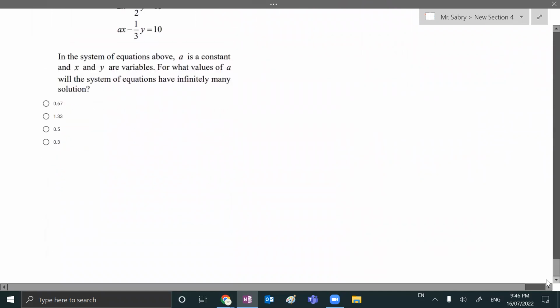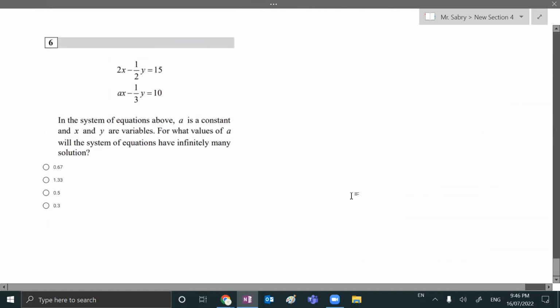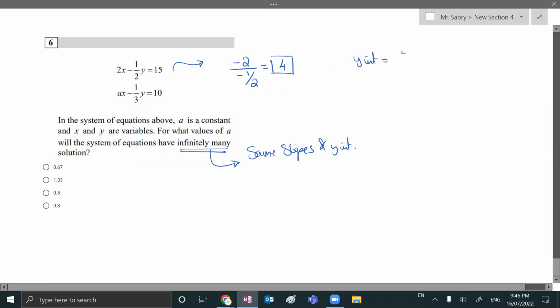Now looking at number 6. System of equations, it has infinitely many solutions. What do I know about infinitely many solutions? Same slopes and y-intercepts. So I'll get the slope of the first one. The slope is mainly negative 2 over negative half, which is positive 4. While the y-intercept is 15 divided by negative half, which is negative 30. So now I have the slope and the y-intercept. Let's try to figure out the other equation.